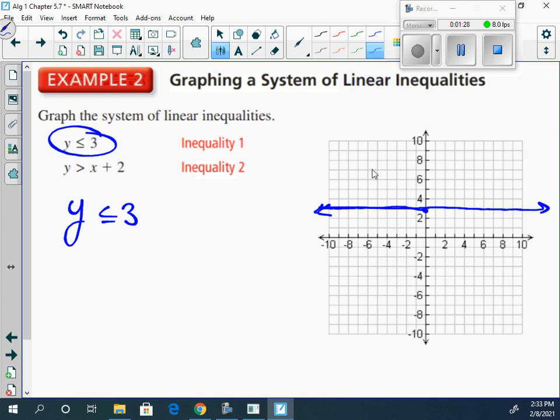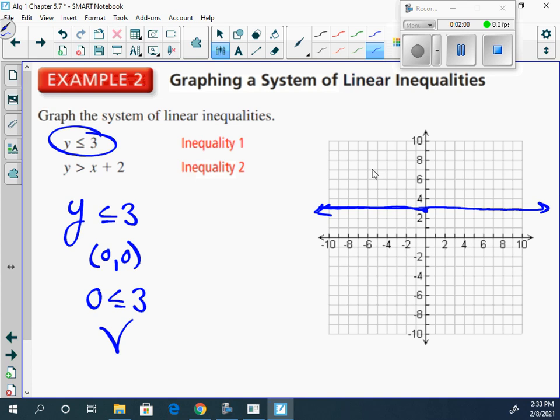Any questions on any of this so far? We good with this so far? Yes? Now we need to check a point to see where this is true. Well, we can always check the point (0, 0). And if I plug this in to check it, we get 0 is less than or equal to 3. Is this true? Because 0 is less than 3, yes?